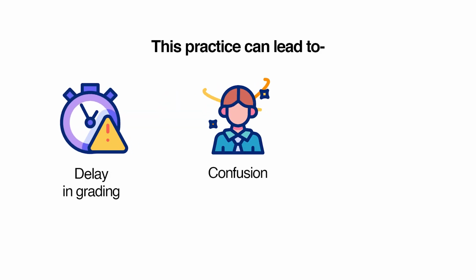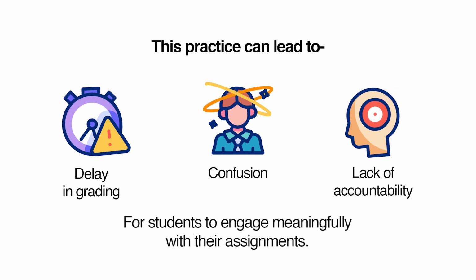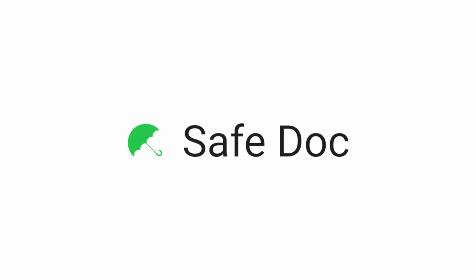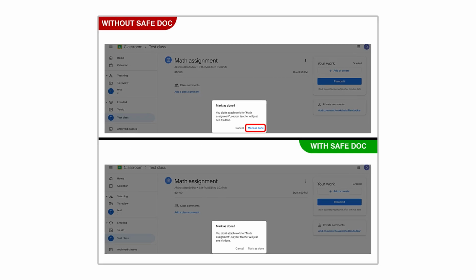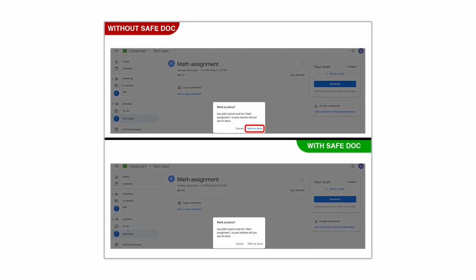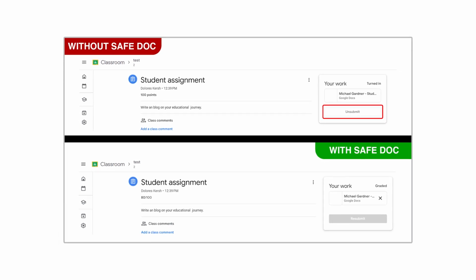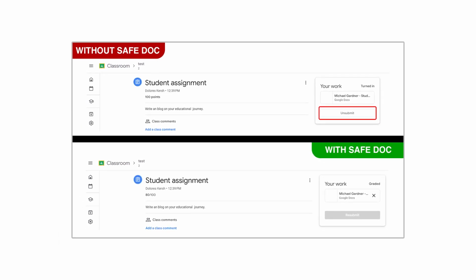This practice can lead to delays in grading, confusion, and a lack of accountability for students to engage meaningfully with their assignments. That's where xFanatical SafeDoc comes to the rescue. SafeDoc can help enforce a check that prevents empty submissions, by which educators can ensure that students are turning in substantial work and prevent them from exploiting the system.